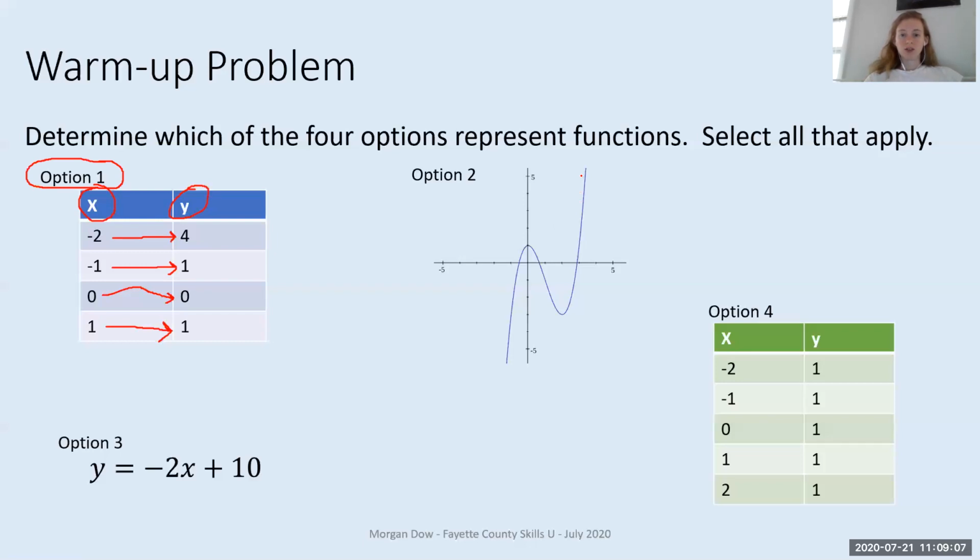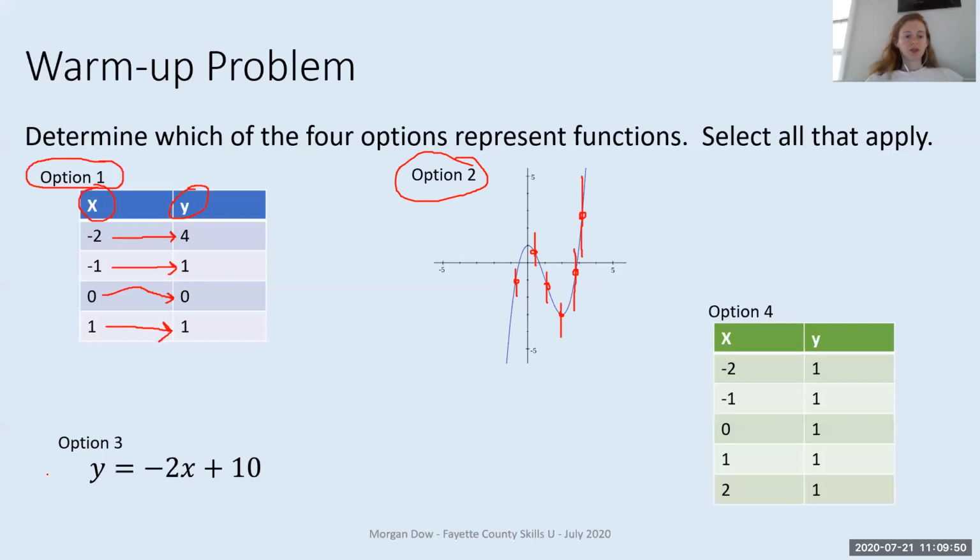You could just visualize this in your head, or you could start drawing some vertical lines. So I just draw a vertical line here. That vertical line is only crossing the graph, only crossing that blue curved line at one point. Same thing here. If I draw another vertical line, it's only going to cross once. So it looks like anywhere I would choose to draw a vertical line through this blue curve, it is only going to cross the blue curve at a single point. So that means option 2 is a function.